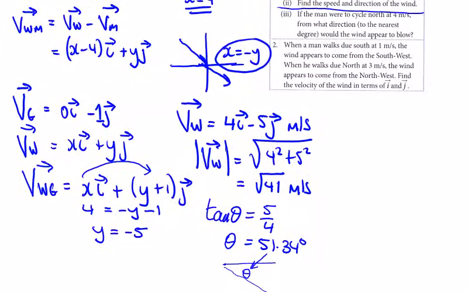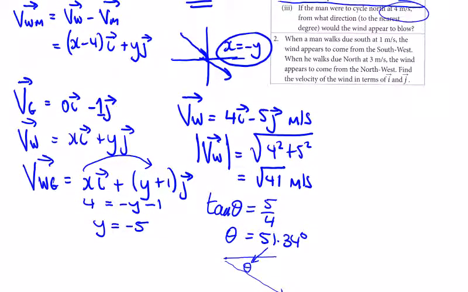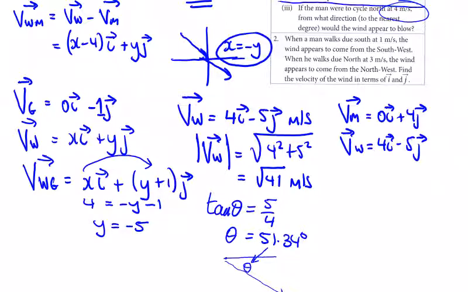And we're also asked, if the man were to cycle north at 4 meters per second, from what direction to the nearest degree would the wind appear to blow? Okay, so the velocity of the man is 4 in the north direction, so 0i plus 4j. We have the velocity of the wind. It's 4i minus 5j. So the velocity of the wind relative to the man, v for velocity, is going to be 4 minus 0, so just 4 in the i direction, and minus 5 minus 4, which is minus 9 in the j direction.